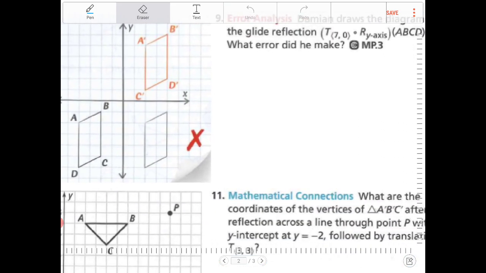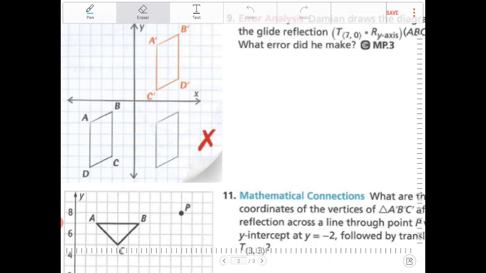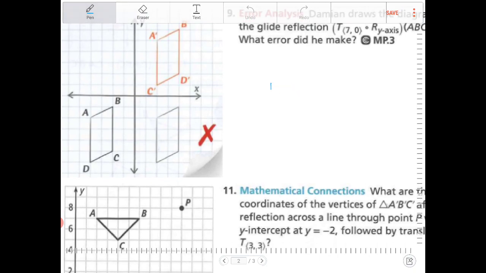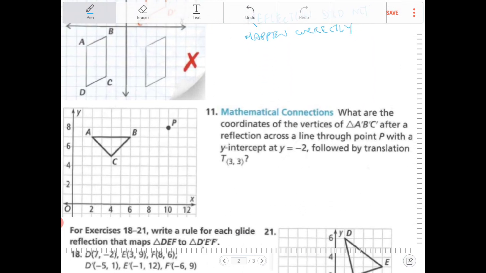So, the reflection didn't take place. So, the orientation here, reflection did not take place. So the reflection did not happen correctly. The orientation hasn't been reversed. Okay, moving on to question 11.